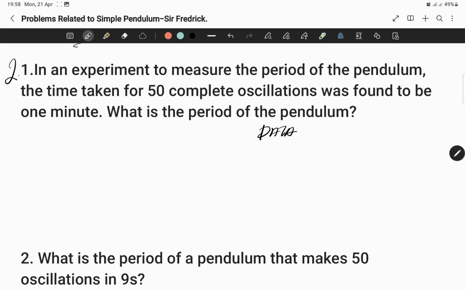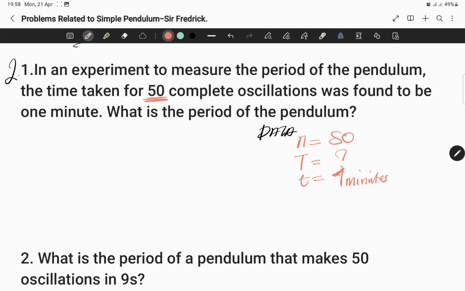So I believe the question has given us the number of complete oscillations. So oscillations is equal to 50. Okay. Then what are we looking for? Period. We don't know. Then what is the time given? So the time given is 1 minute. So 1 minute.